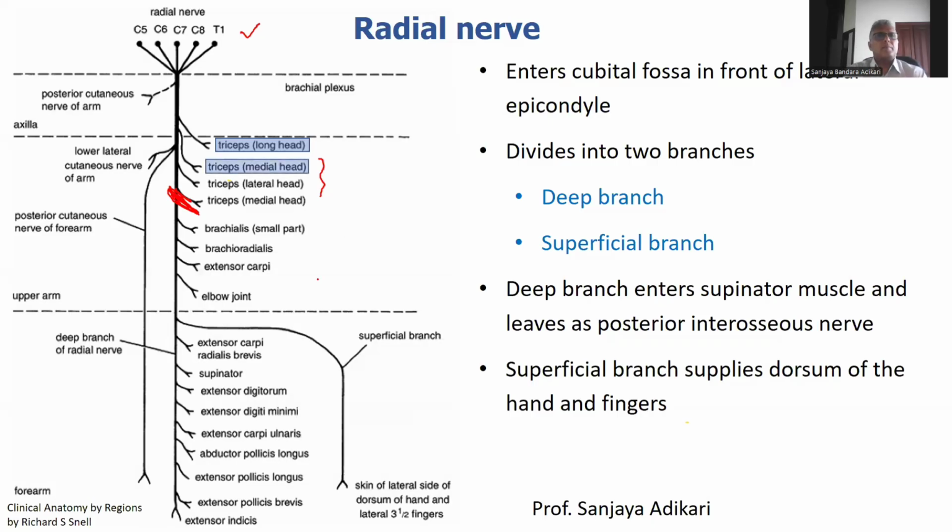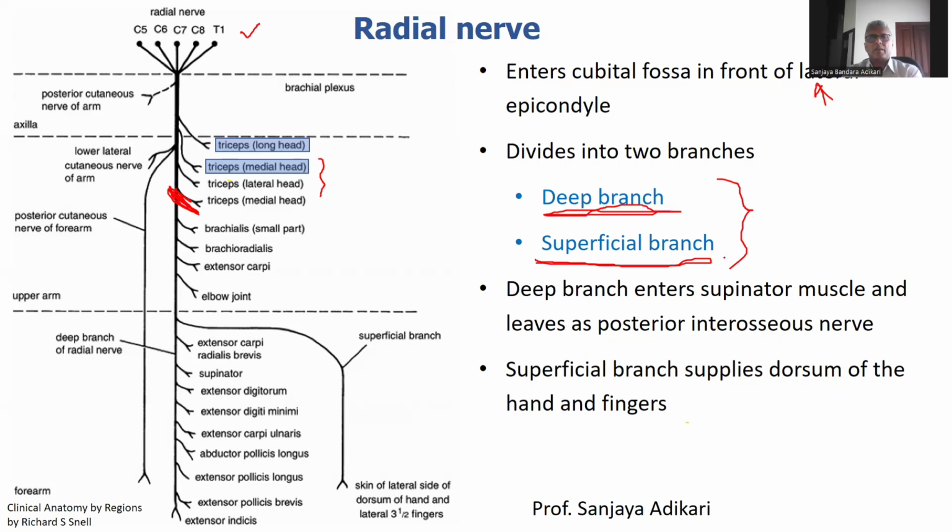Then the other point is that the nerve enters the forearm in front of the lateral epicondyle of the humerus, and it divides into 2 branches, deep branch and superficial branch. The superficial branch is the one that supplies the dorsum of the hand. We mentioned this. And the deep branch is the muscular branch, or the motor branch.